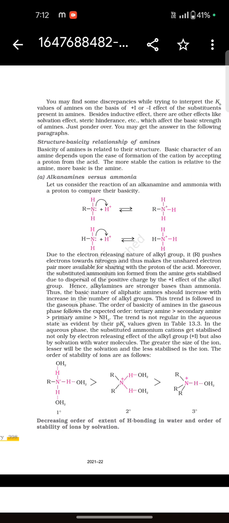This trend is followed in the gaseous phase. The order of basicity of amines in the gaseous phase follows the expected order: tertiary amine, secondary amine, primary amine, and then ammonia. The trend is not regular in the aqueous state, as evident by their pKb values. In the aqueous phase, the substituted ammonium cations get stabilized not only by the electron releasing effect of the alkyl group, the +I effect, but also by solvation with water molecules.